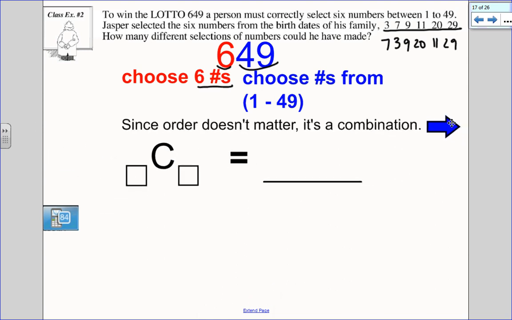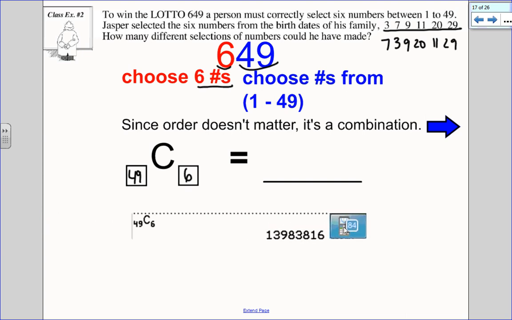So I'm going to look at the combination of 49 numbers taken 6 at a time. And I punch that into my calculator and I get this really big number. It's almost 13.9 million. So that's how many different combinations there are to win the big lottery.